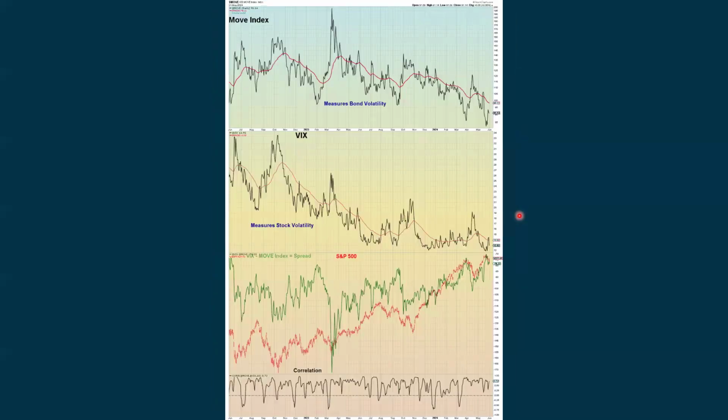Then we have the MOVE index on top, which measures the volatility of bonds. We have the VIX in the middle, which measures the volatility of stocks. I have a couple of different studies on here. The red line is just the S&P. The green line is the spread between the MOVE index and the VIX. What I watch the most is the correlation on the bottom.